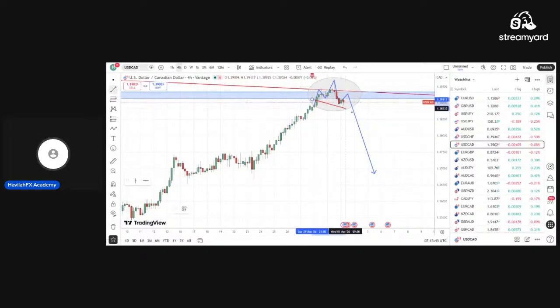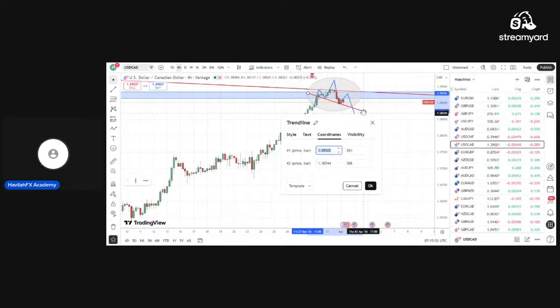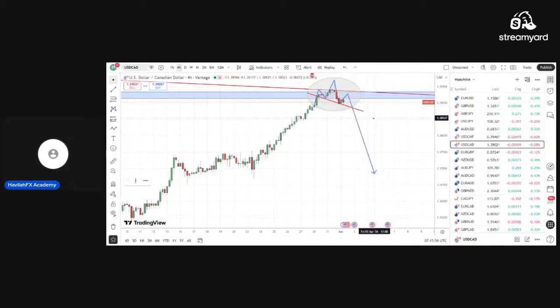But then we should also know that we have a neckline right here. Now, according to the rule of head and shoulder, price needs to break out below the neck before we can trigger a sell.